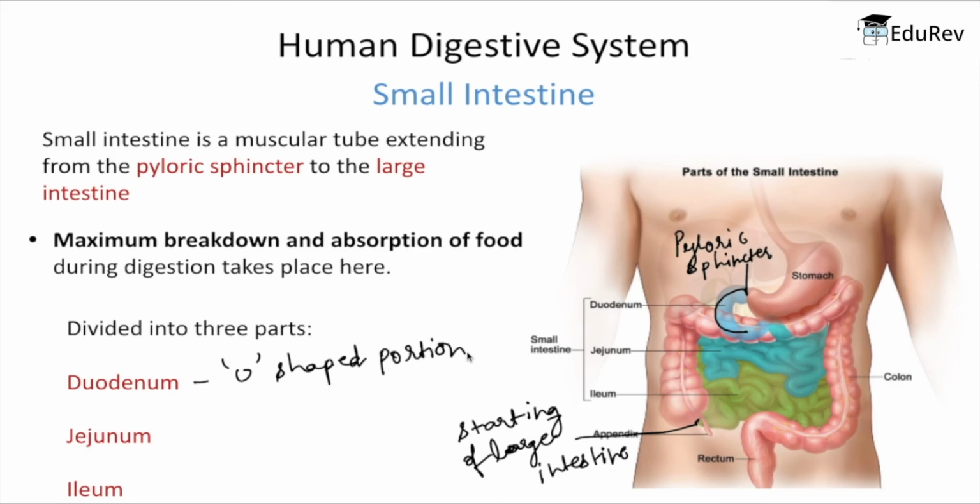Now after the duodenum comes the jejunum. The jejunum is the coiled portion present after the duodenum part of the small intestine. Now comes the ileum. The ileum is the supercoiled portion of the small intestine which opens in the large intestine. Now here is a fact that the maximum breakdown and absorption of food takes place inside the small intestine in our whole digestive system.